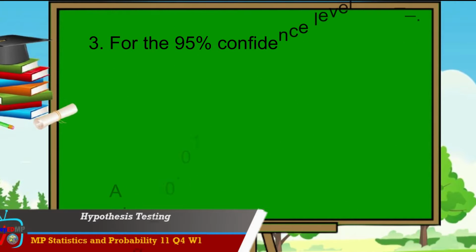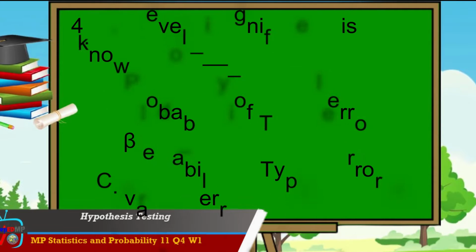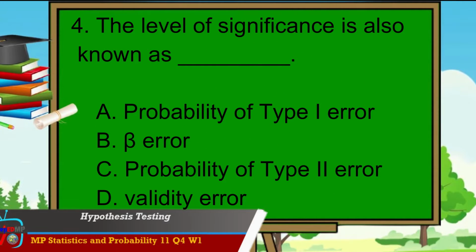Number 3. For the 95% confidence level, blank. Letter A. Alpha is equal to 0.01. Letter B. Alpha is equal to 0.05. Letter C. Alpha is equal to 0.10. Letter D. Alpha is equal to 0.025.